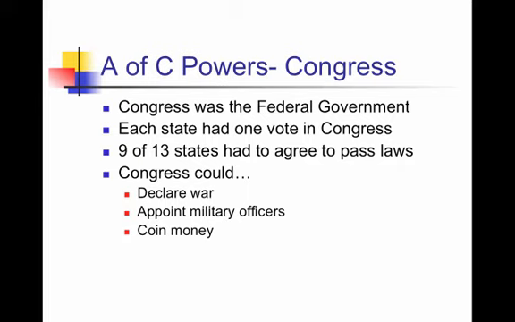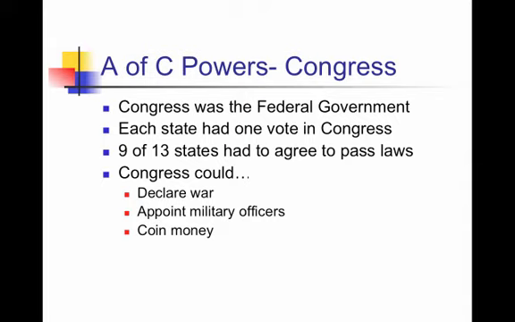Here's what they could do. There are 3 big powers. Number 1, they could declare war. So pick a spot, put it in where you think it falls here. I didn't say that they could actually do anything with the war. I said they could declare war. Keep that in mind. They can't build an army. Number 2, they could appoint military officers.